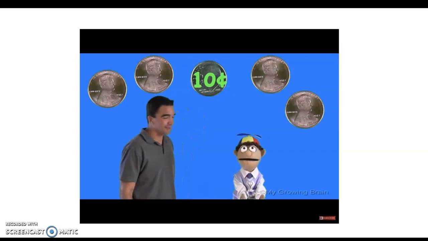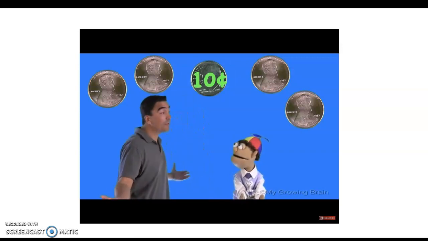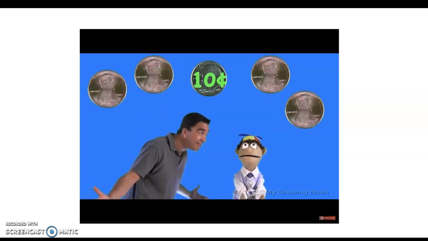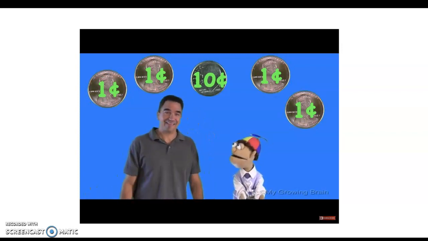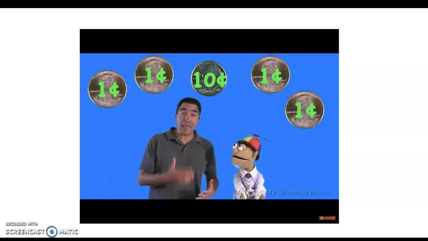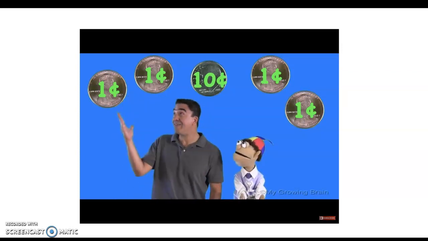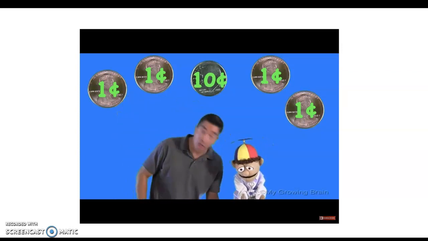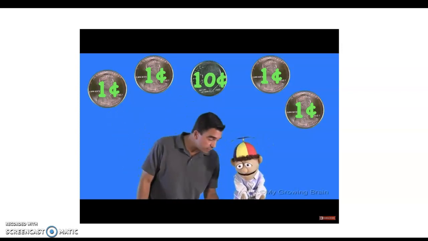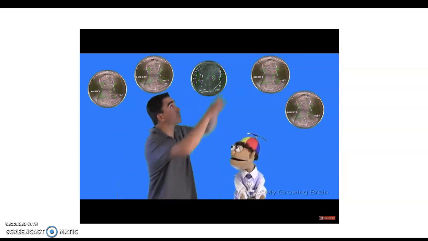That's correct. And little Billy, what's the dime worth? Well, Coach Mike, a dime is worth 10 cents. That's right. And what is a penny worth? A penny is worth 1 cent. That's correct. All right, little Billy, the next step is to put our coins in order from the highest value to the lowest value. The greatest to the least. You ready? Ready, Coach Mike?